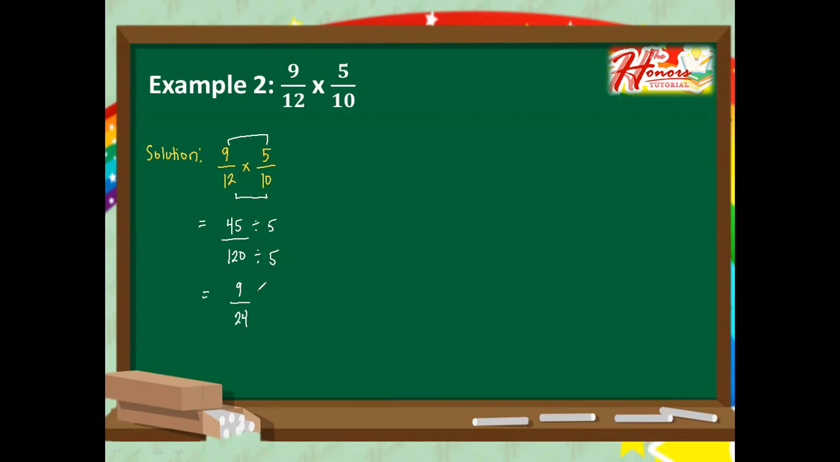And we can still divide this by 3. So 9 divided by 3, that's 3. 24 divided by 3, that's 8. So 3 over 8 is the final answer because it is a proper fraction. So there's no need for us to change that into a mixed number. And there's no number that can divide the numerator and denominator at the same time without remainder. So let me just show you another way that I can solve for it.